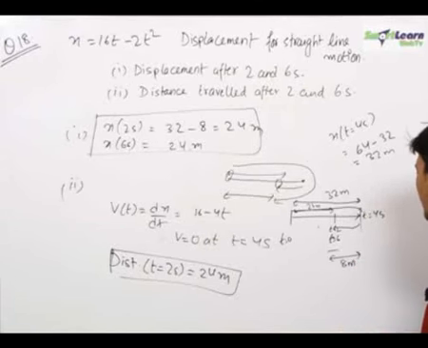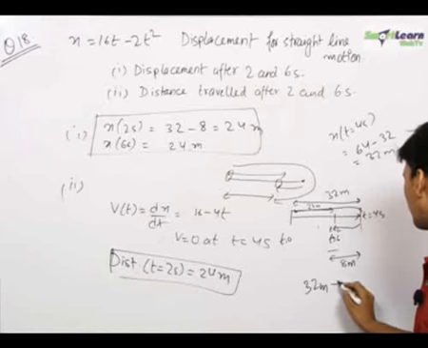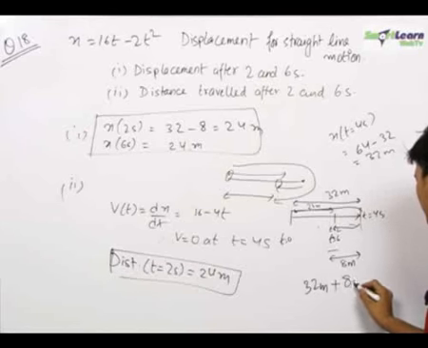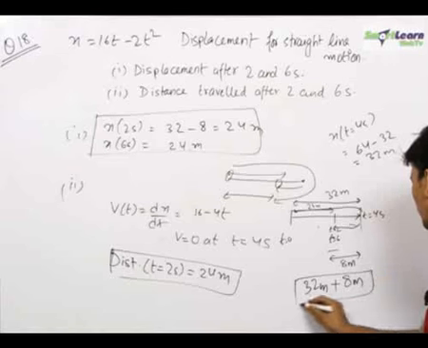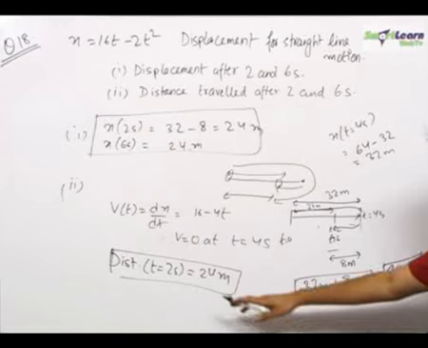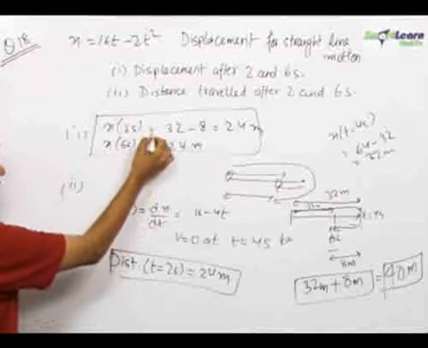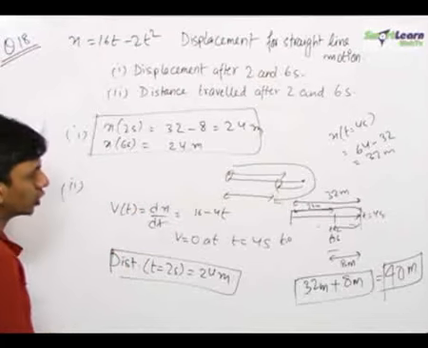So the distance travelled by the particle in 6 seconds is 32 meters plus 8 meters, that is equal to 40 meters. The distance travelled by the particle in 2 seconds is 24 meters, and the displacement of the particle in 2 and 6 seconds is both 24 meters.